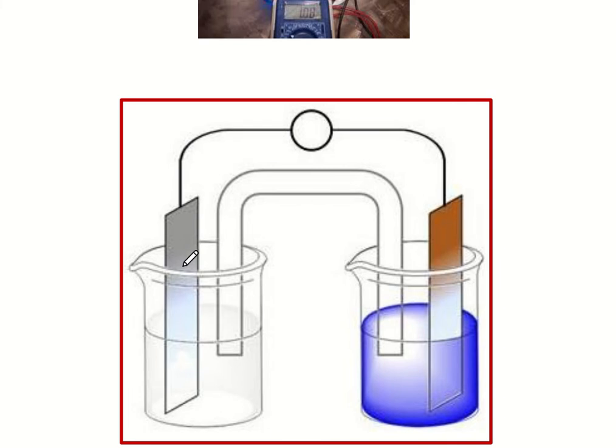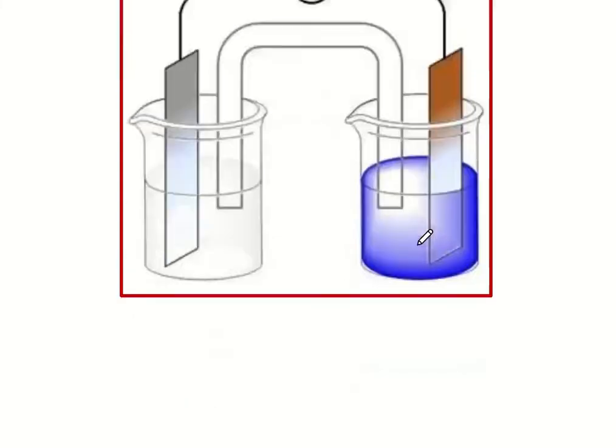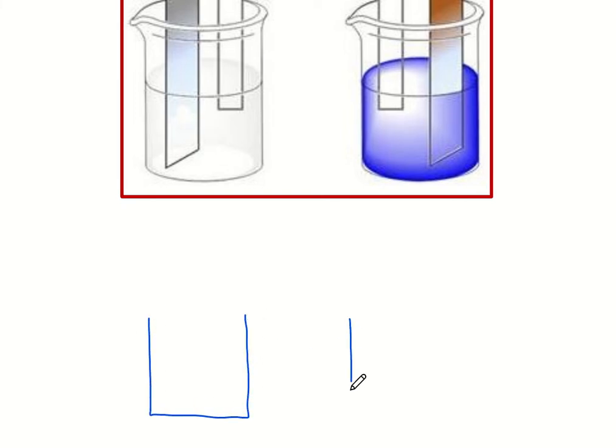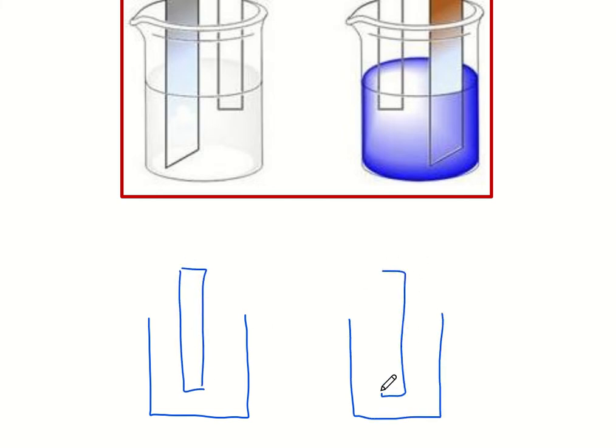If it is the real one, it has a beaker, an electrode, a voltmeter, and a salt bridge here. If you want to draw this, you cannot draw it like this. You must draw in 2D structure only. So you put a beaker and then another beaker, and then you draw the electrodes, one electrode and another electrode.